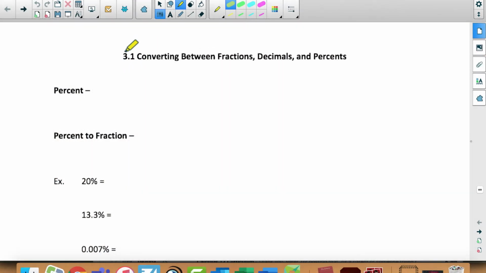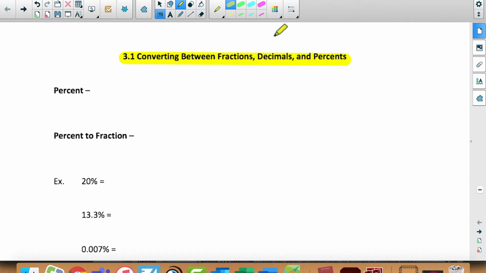Okay, everyone, we're going to start chapter 3. We're going to be looking at percents and ratios and rates in this chapter. We're going to start with a really tough section. People often have troubles with this. We're going to convert between fractions, decimals, and percents.